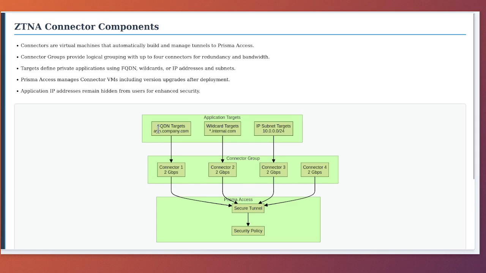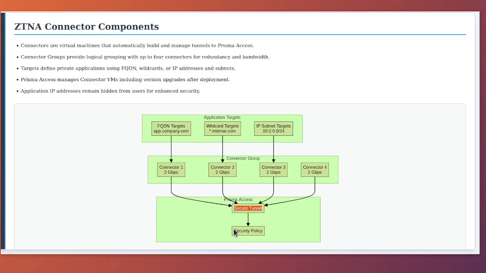First, we have connectors. Connectors are the virtual machines that build tunnels to Prisma Access. Zero Trust Network Access Connector automates tunnel management without you having to specify IPsec and IKE settings manually. You deploy connector virtual machines in your cloud service provider or virtual infrastructure, and after installation, they automatically discover the nearest Prisma Access location and initiate a secure tunnel.